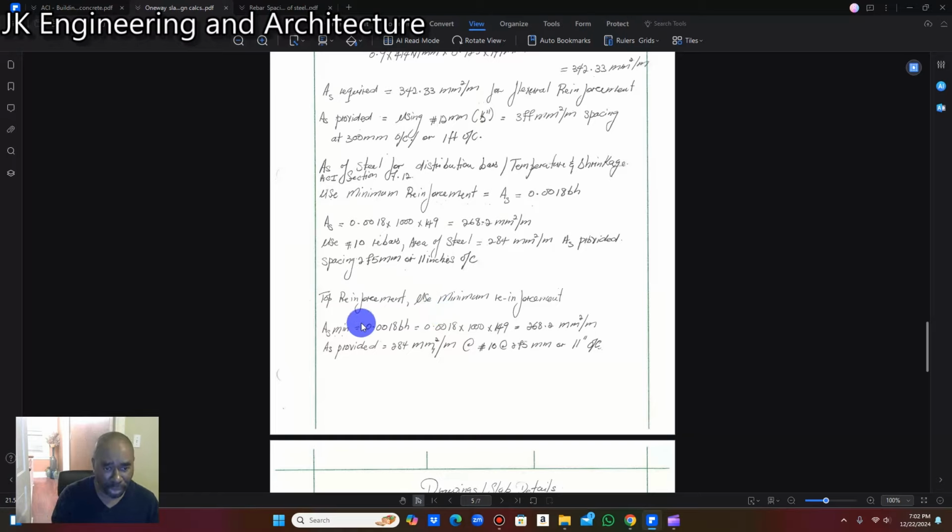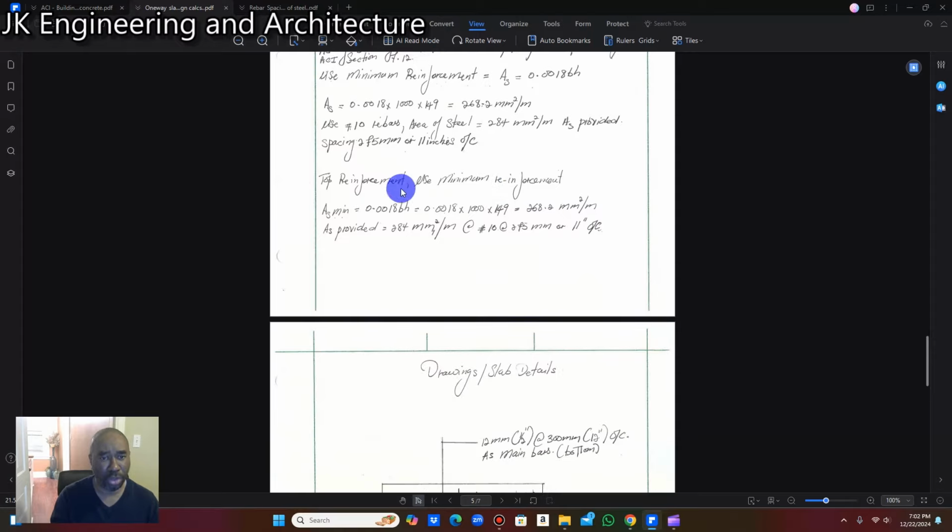So for our top reinforcement for cracking, we're going to use the minimum, and the minimum is going to remain the same. It is 268.2 millimeters square using 0.018 BH, and we're going to provide an area of steel of 284 millimeters square per meter using number 10 bars spaced at 275 millimeter on centers or 11 inches on centers.